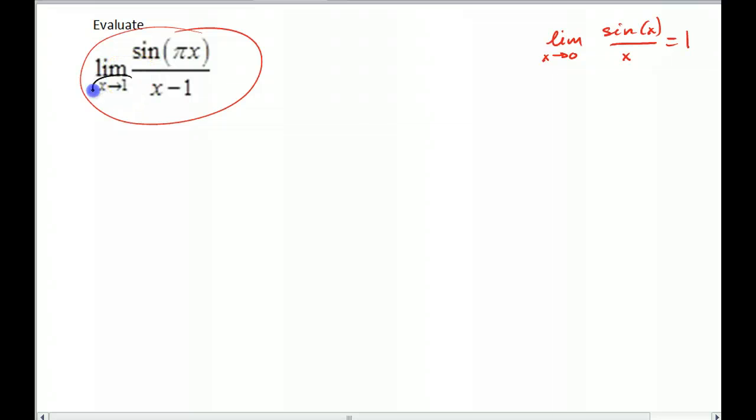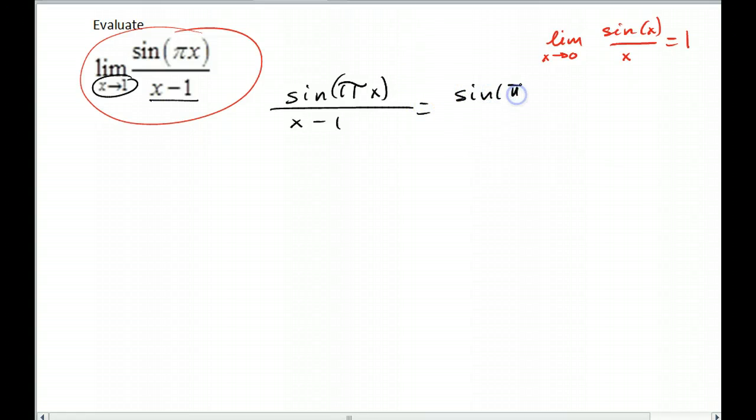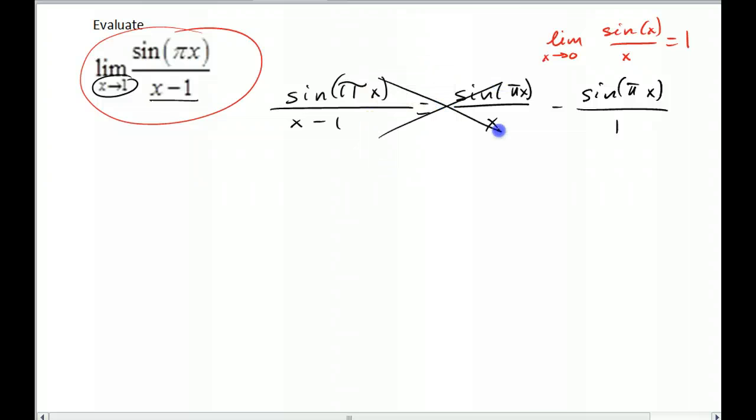But then the problem is that's not the limit at 0, but it's a limit at 1. My second problem is that, look, if I had this sine of pi x over x minus 1, if this was a true equation, that the sine of pi x over x minus 1 is equal to the sine of pi x over x minus the sine of pi x over 1. If this were true, I'd be done. I mean, somewhat. But of course, you know that this is not true, okay?